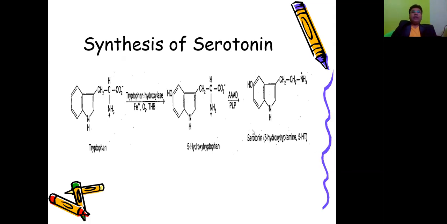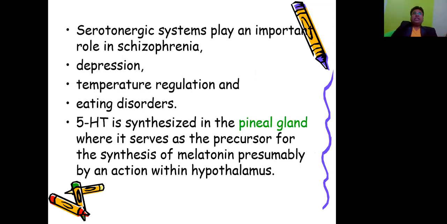How is serotonin synthesized? The primary amino acid, that is tryptophan, is converted to 5-hydroxytryptophan in the presence of tryptophan hydroxylase, which utilizes ferrous iron, oxygen, and THP. And this 5-hydroxytryptophan, again, is converted to serotonin. Now, serotonergic systems play an important role in schizophrenia, depression, temperature regulation, and eating disorders.